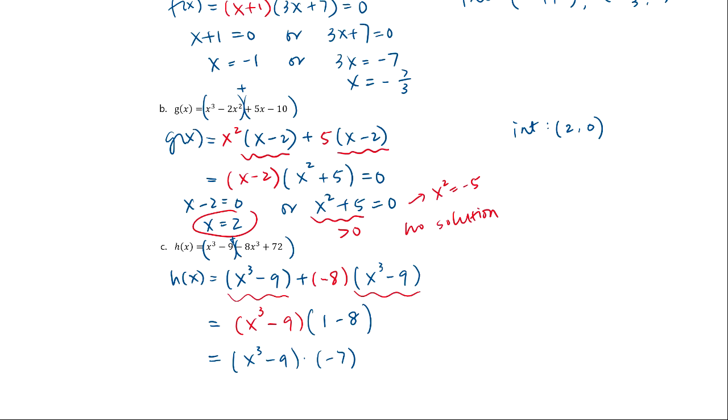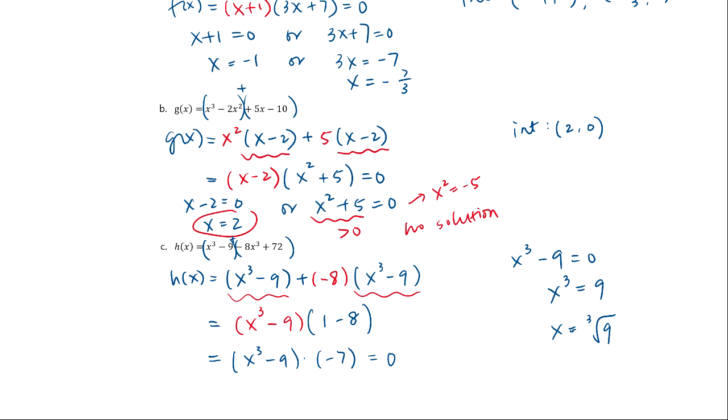Using the zero product principle, if I set this to be equal to 0, we know -7 cannot be 0, so I'm only left with the option of x cubed minus 9 is equal to 0. And because of this, we can think about how we can solve it. One way to work with this type of problem is we can just let x cubed equal to 9 and take the cube root of both sides, and therefore x is equal to cube root of 9.